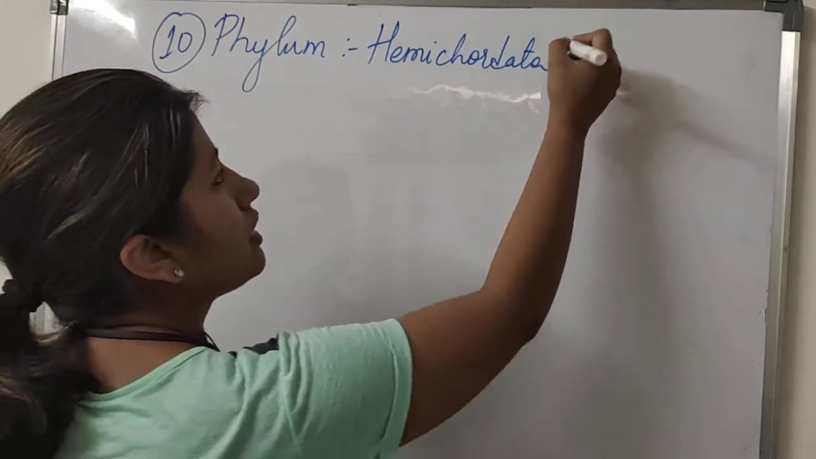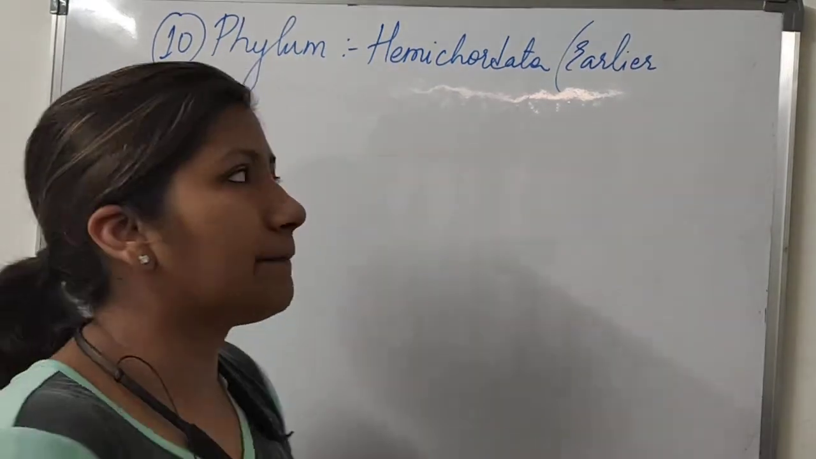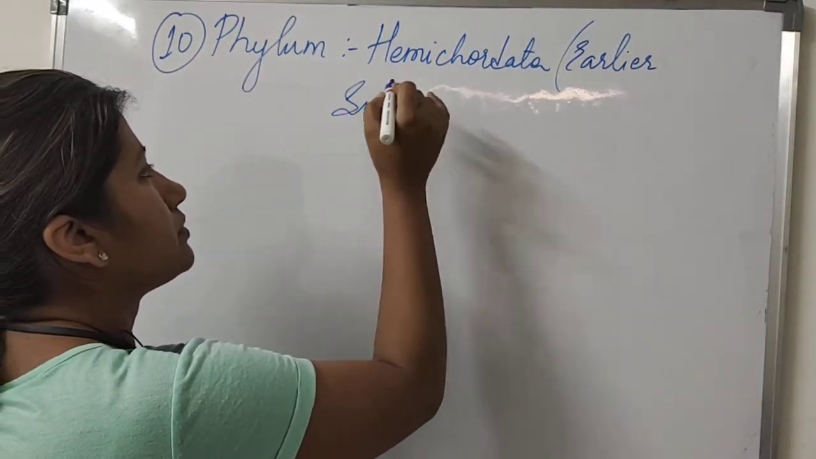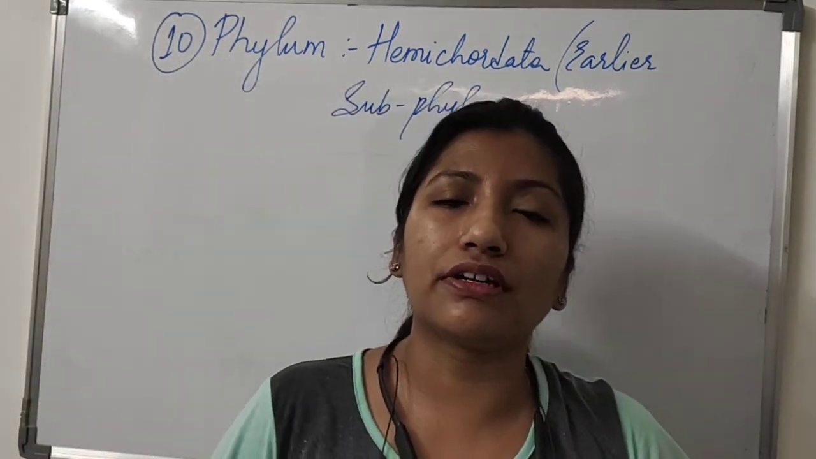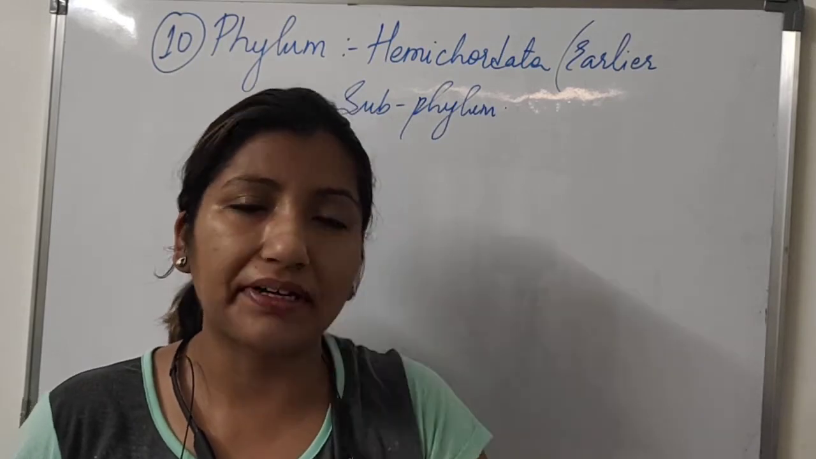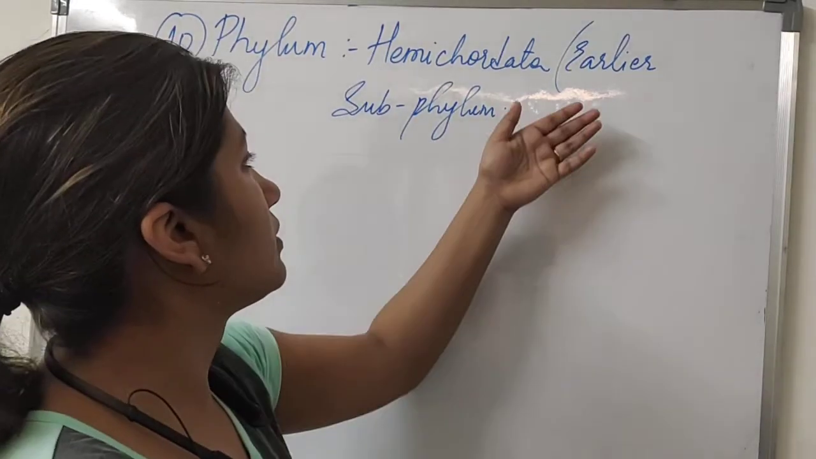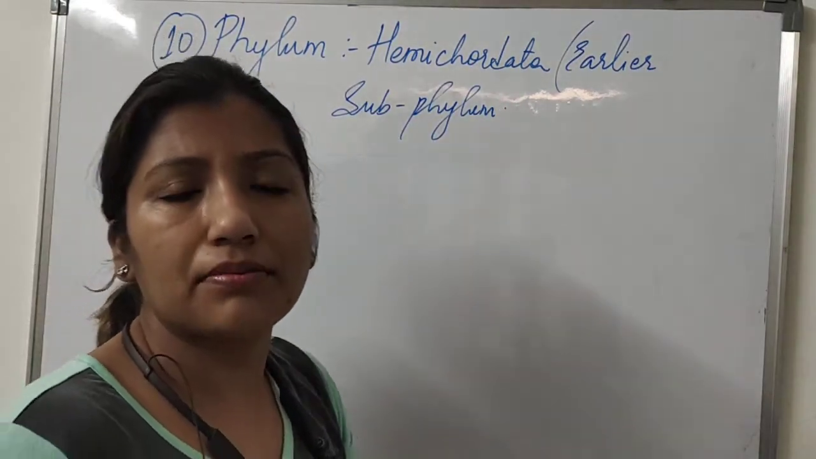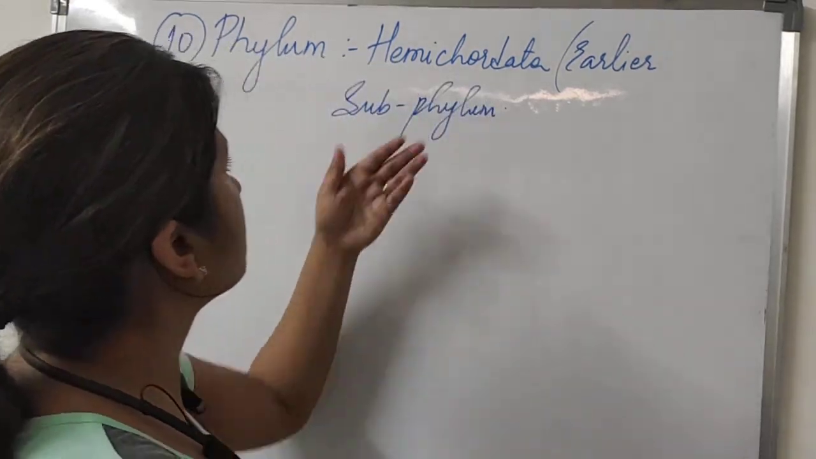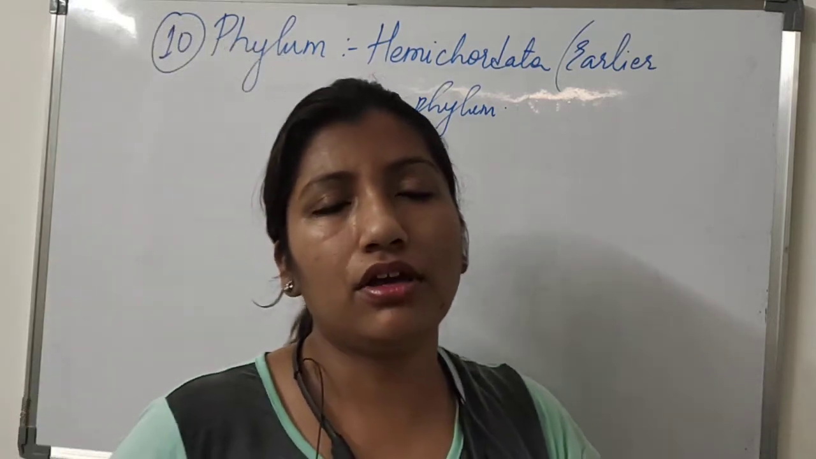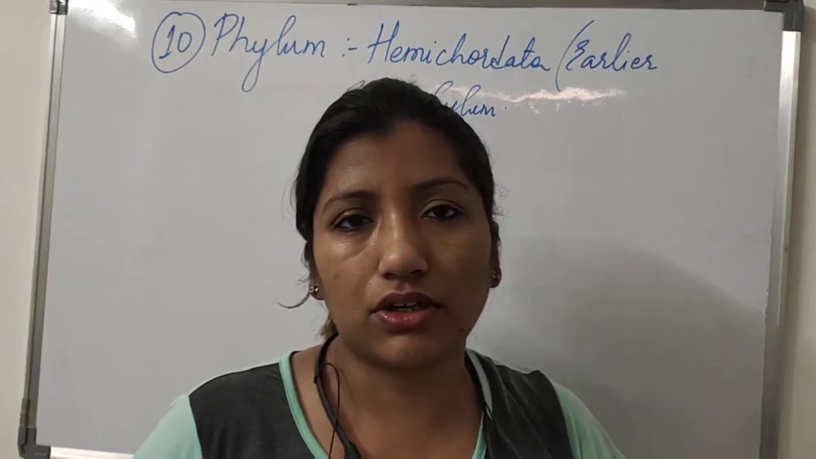Now, Hemichordata was earlier considered under the subphylum of Chordata. So later on, it was removed from Chordata. Chordata means organisms that have a backbone, a cord. Whereas Hemichordata does not have this backbone, so that's why it was later on removed from the subphylum of the chordates.